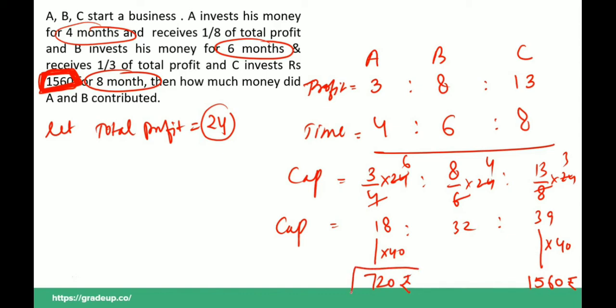Then the capital of A is 720 rupees and the capital of B is 1280 rupees. So this is the required answer. I hope this question is clear to all of you. So guys, this is the technique to handle the fractions. Always remember this. Okay, now let's move to the next question.